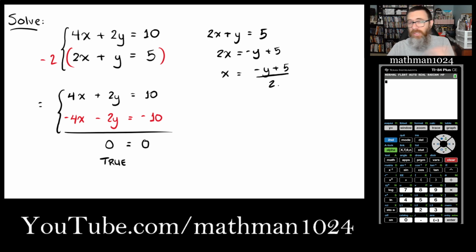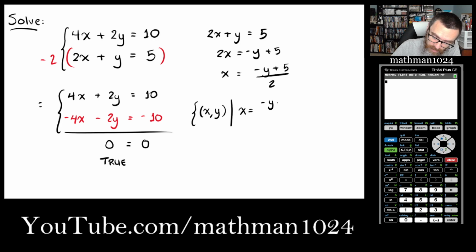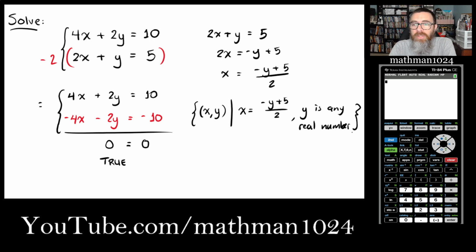So if we have a value for y, we could plug it into this expression and it tells us what the corresponding value would be for x. So it means that our solution set will look like this. It's going to be the set of all ordered pairs x, y such that x is equal to negative y plus 5 over 2 and y is any real number. So what this means is that you can pick any value for y, find the corresponding x value, and that's going to be a solution for this system. There are an infinite number of them.